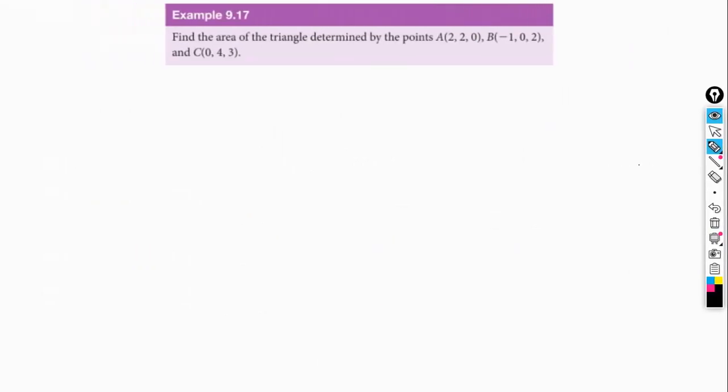So next we have example 9.17, and it says, find the area of the triangle determined by the points A(2, 2, 0), B(-1, 0, 2), and C(0, 4, 3). Now here we don't have the problem that we had before, right? It doesn't really matter where these points are, because we know that whether this is A and this is B and this is C, or this is C and this is B, we are going to have two sides that are adjacent, which can be AC and AB.